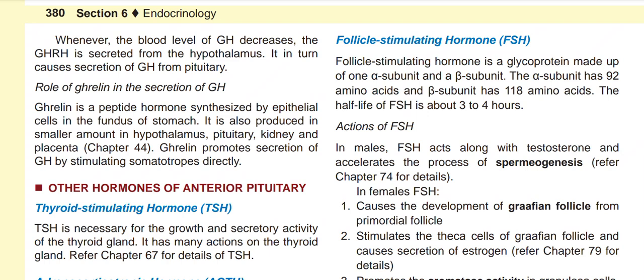Role of ghrelin in the secretion of growth hormone. Ghrelin is a polypeptide hormone synthesized by epithelial cells in the fundus of the stomach. It is also produced in smaller amounts in the hypothalamus, pituitary, kidney, and placenta. Ghrelin promotes secretion of growth hormone by stimulating somatotrophs directly.